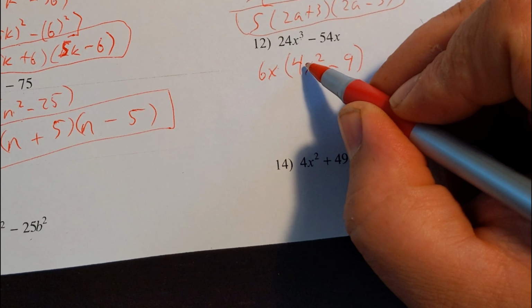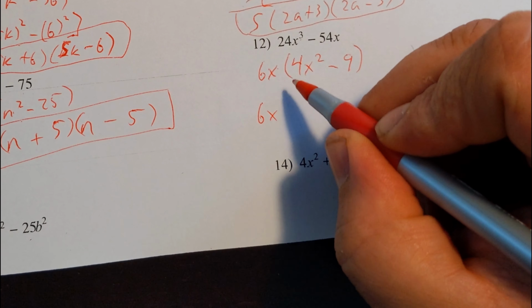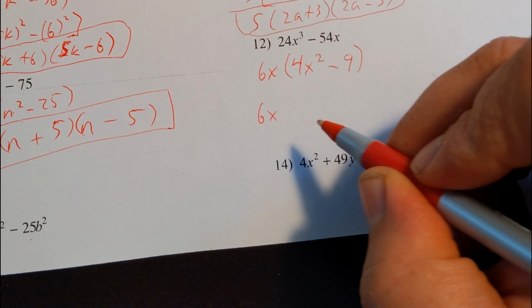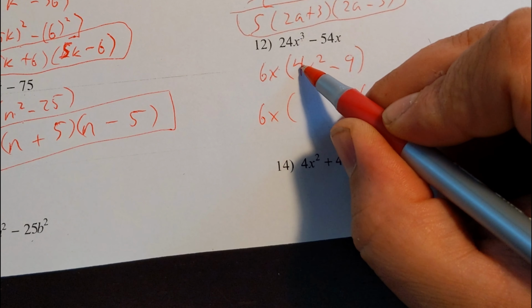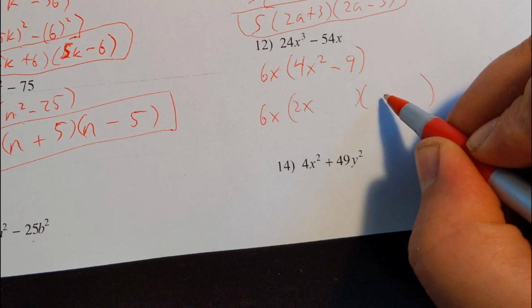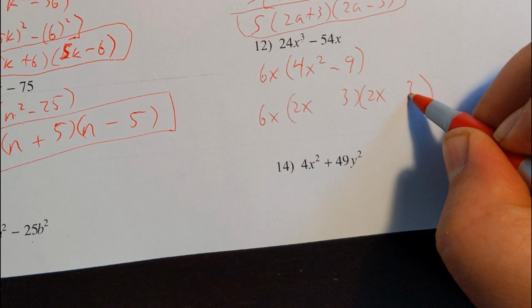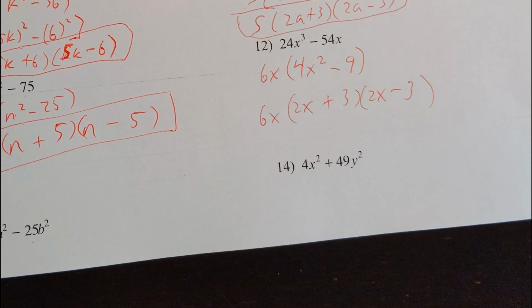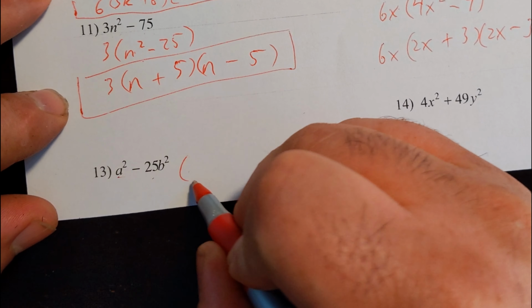So the square root part is going to be the same as before. Keeping this GCF in the front is going to be the same as before. The square root of 4x squared is going to be 2x. The square root of 9 is going to be 3. One's plus, one's minus.